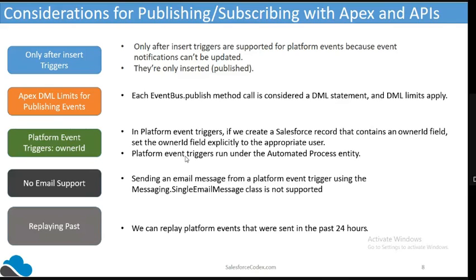Replaying past events: we can replay platform events that were sent in the past 24 hours. If your server is down for, say, 25 hours, you can only get the events published in the last 24 hours. The event published in the 25th hour before, you cannot get; that one hour is missed. So you can only get missed events for 24 hours.